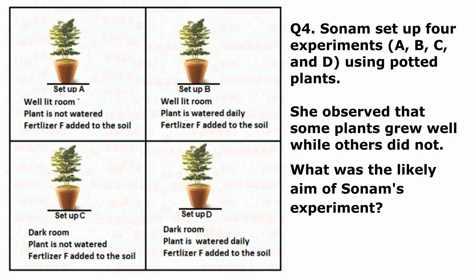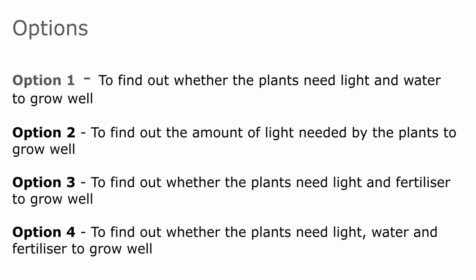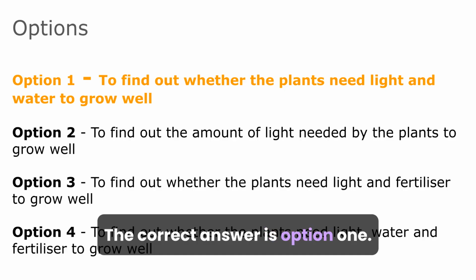Next question. Sonam set up 4 experiments using potted plants. She observed that some plants grew well, while others did not. What was the likely aim of her experiment? The options are. The correct answer is option 1.